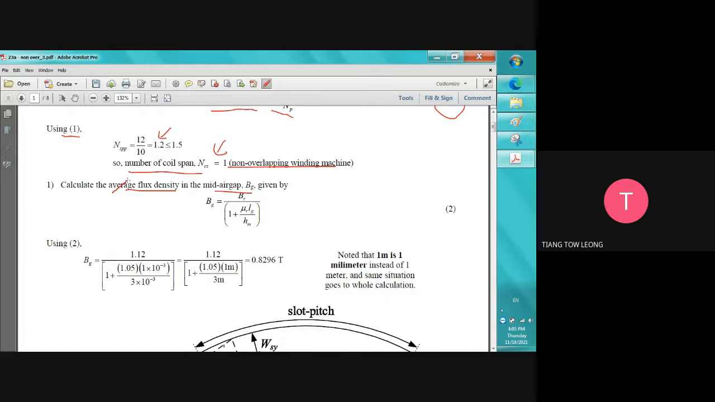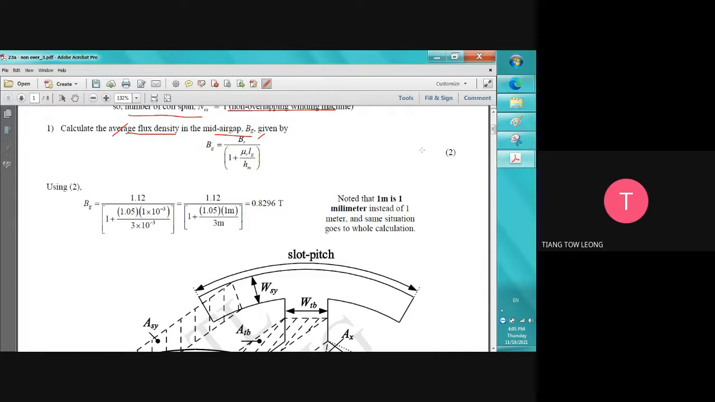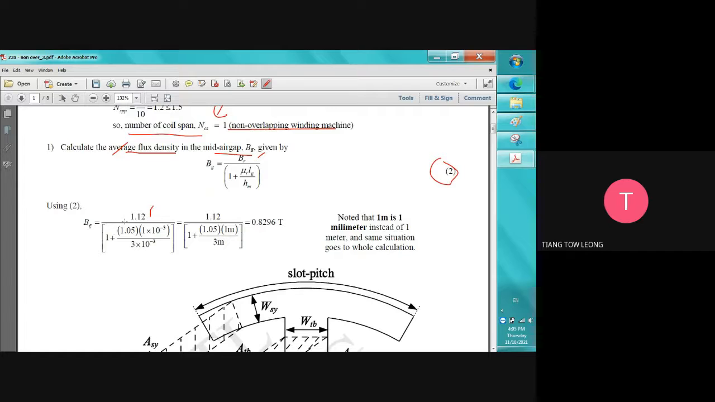So first of all, we will calculate the average flux density in the middle of the air gap, Bg, whereby it is Br divided by 1 plus mu_r Lg over Hm. In the exam or test, the equation will not be given. So by using equation number 2, we just substitute. What is the Br? What is the mu_r? What is the Hm? Lg? What is the Hm? Then we calculate the average value. It is 0.8298 Tesla.